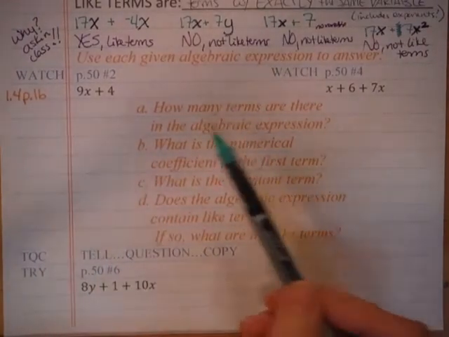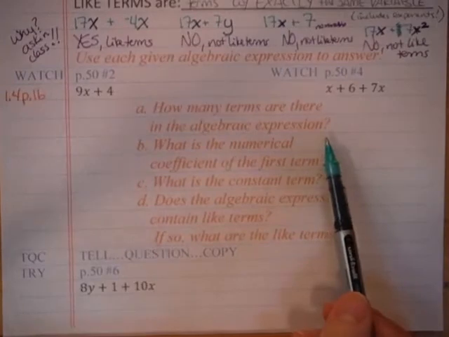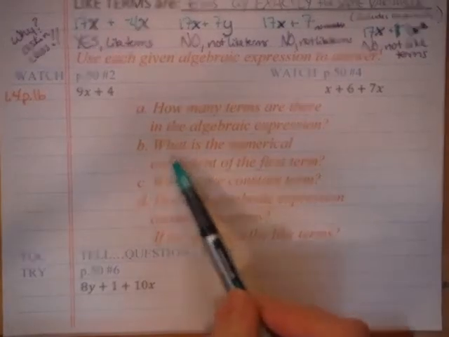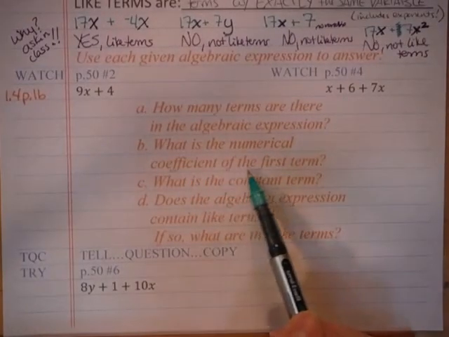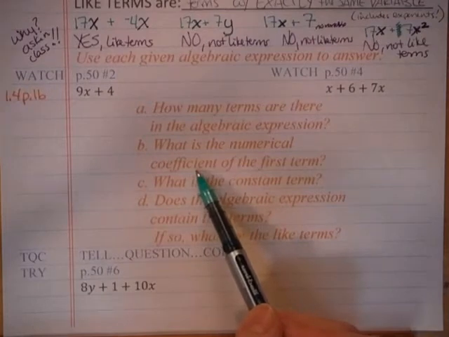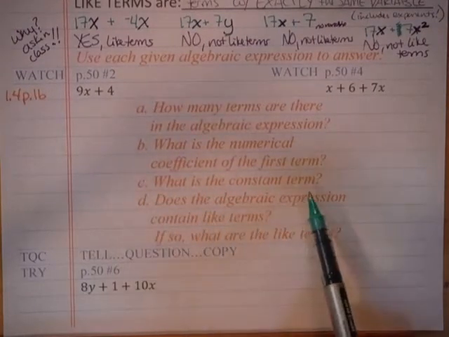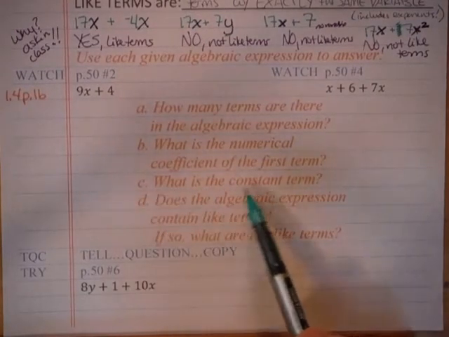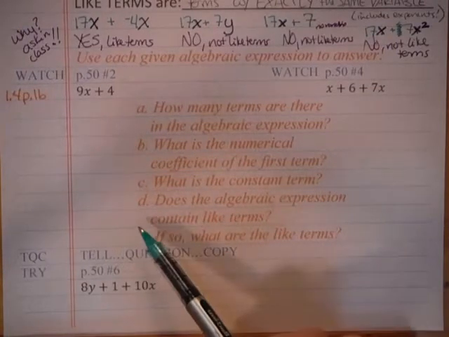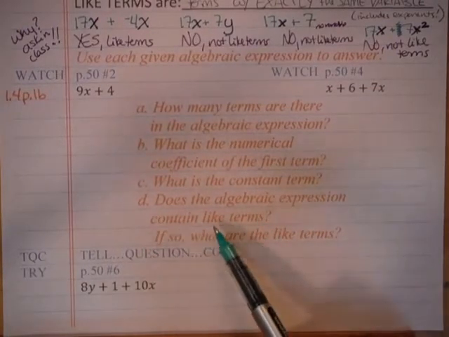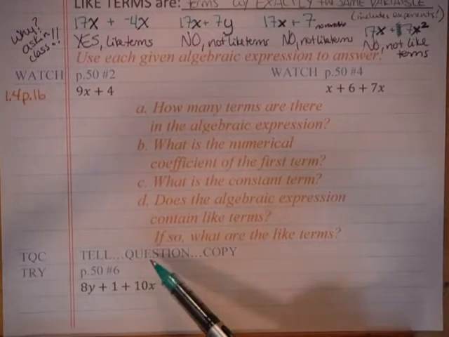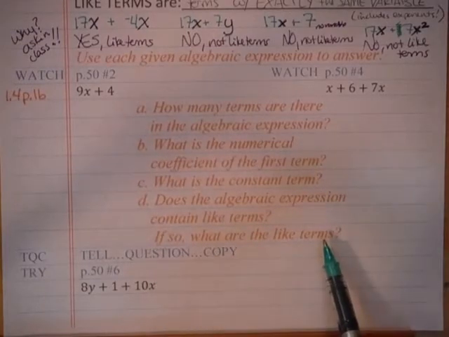So the first question is, how many terms are there in the algebraic expression? Then we're going to look at what is the numerical coefficient in front of the term, the number in front of the variables. What is the constant term, any number that stands alone without any variables? Does the algebraic expression contain like terms? And finally, if so, what are the like terms?